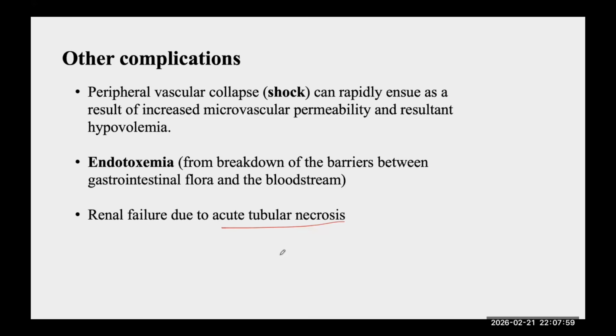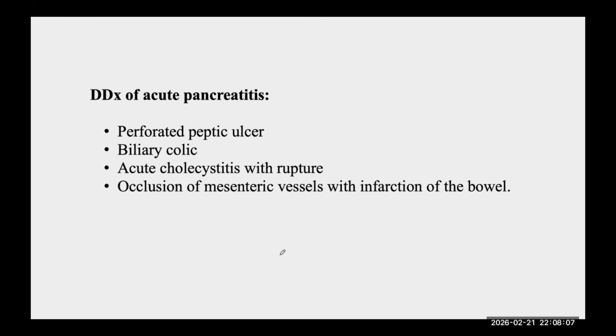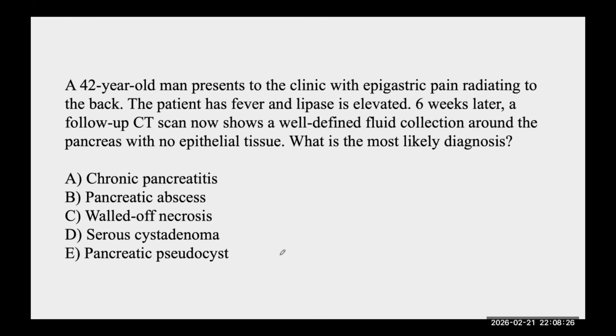It can also happen due to certain toxins, but in this case, it's mostly due to the decreased blood flow to the kidneys. Now, what are the differential diagnoses of acute pancreatitis? So basically, you want to think of any pain that can happen in the epigastric area. So that would be a perforated peptic ulcer, biliary colic, acute cholecystitis that ruptured, occlusion of the mesenteric vessels with infarction of the bowel. So anything in the upper gastrointestinal tract can work as a differential.